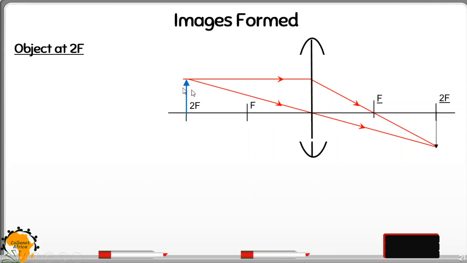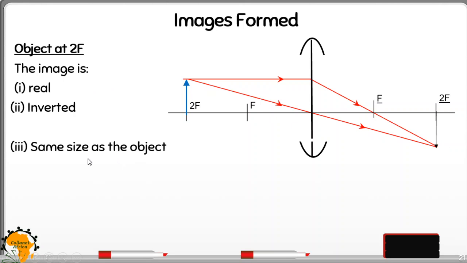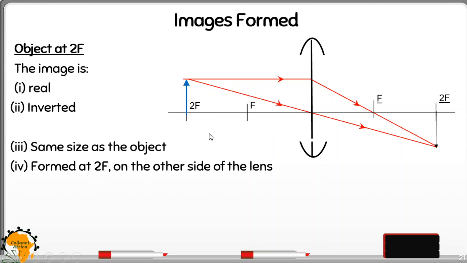So as you can see, we have these characteristics. 1, the image is real because there is actual intersection of rays. Number 2, the image is inverted. Then it is of the same size. It is not magnified. Then it is formed at twice F on the other side of the lens.